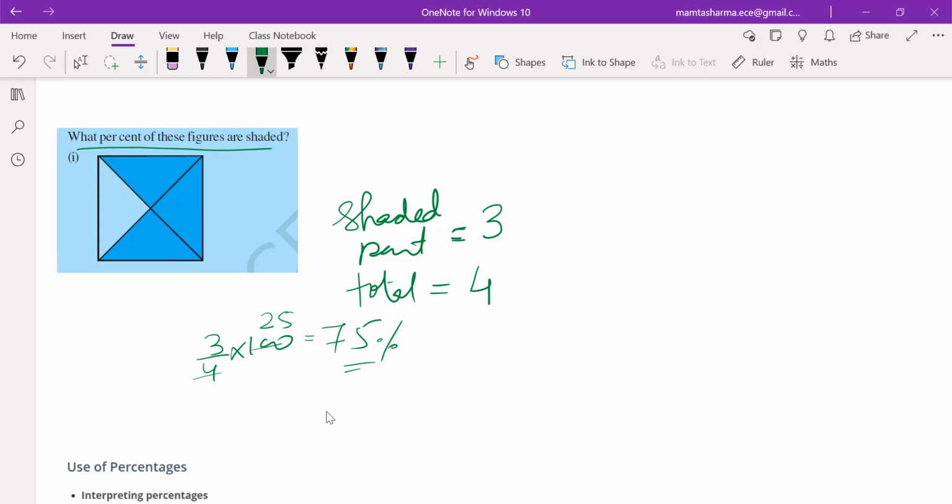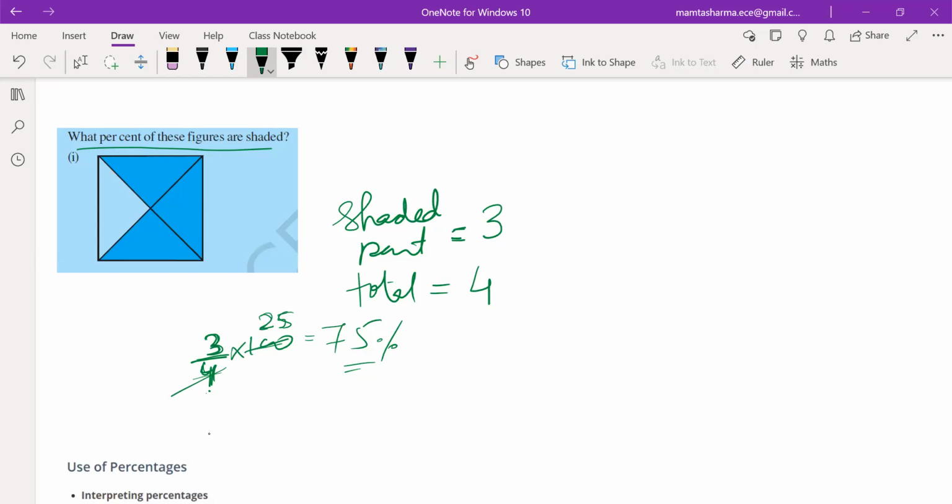The shaded number out of the total number. How many parts are shaded? 3 out of 4. So 3 by 4 into 100. Ma'am, I didn't get how you calculated it. Why did you write 25? 100 divided by 4 is 25, right? 4 times 25 is 100. So 25 into 3 would be 75.